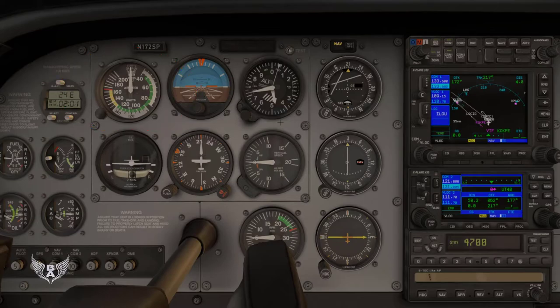The attitude indicator, or artificial horizon, shows your plane's relation to the horizon. This is how you tell if your wings are level and your nose is pointing up or down. This is one of the primary flight instruments you will use in flight to determine the status of your aircraft's path through the air. Let's move to the altimeter, which measures altitude.